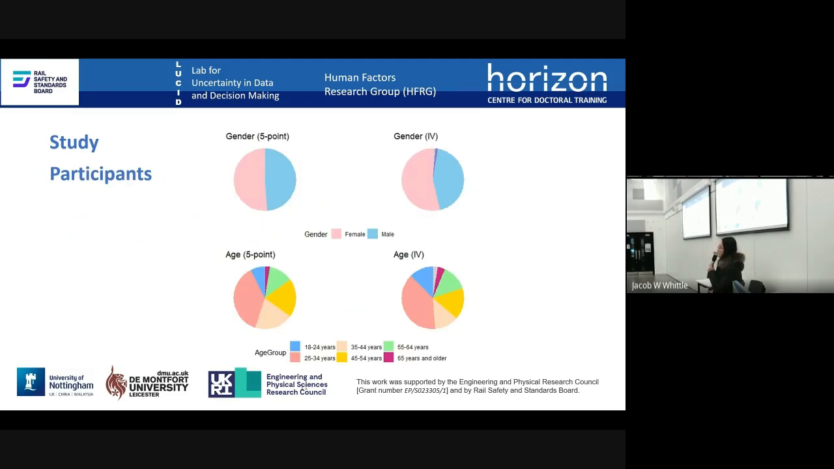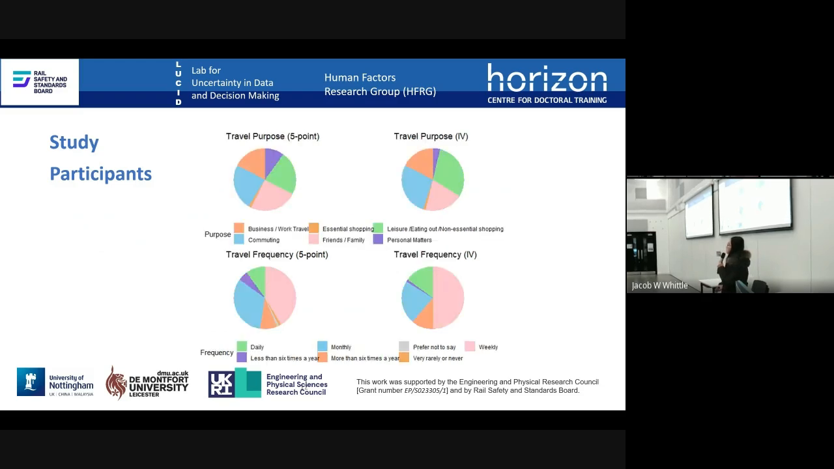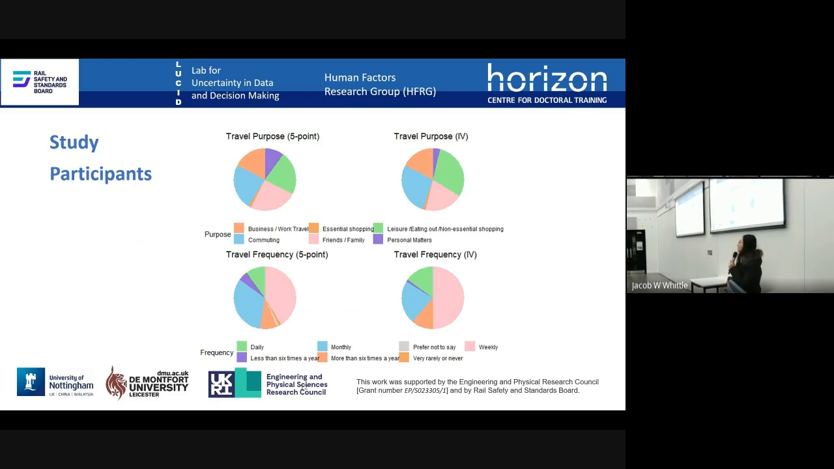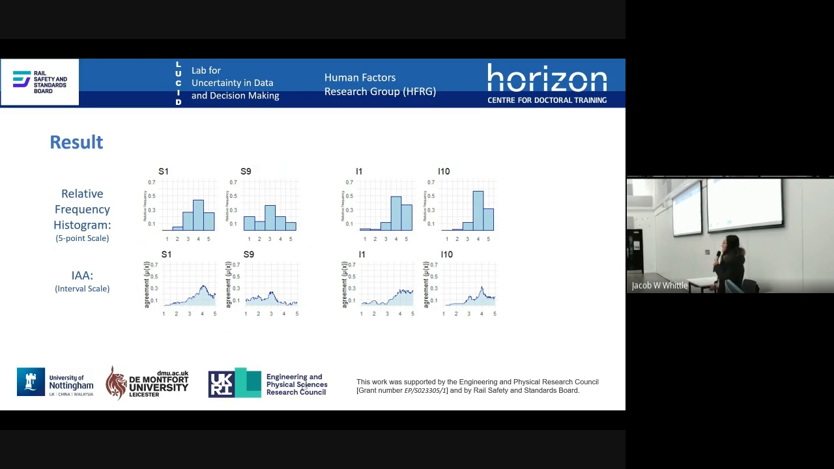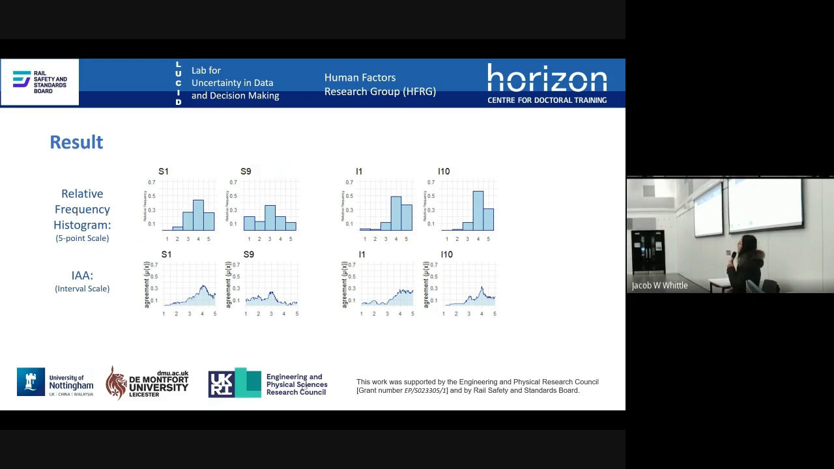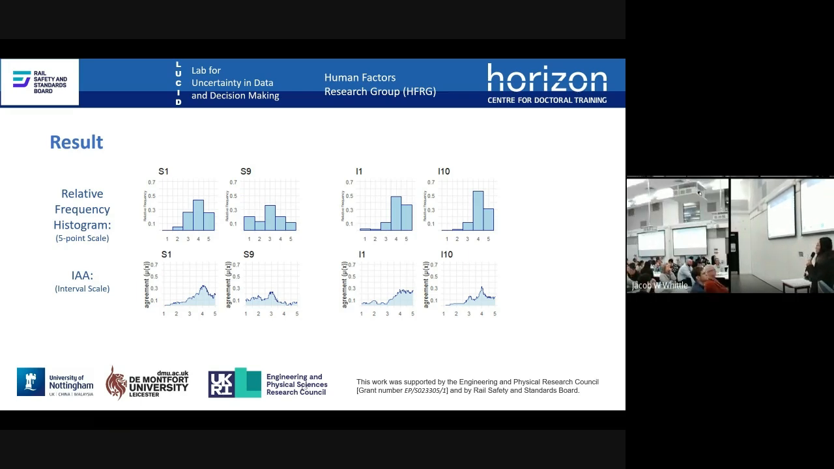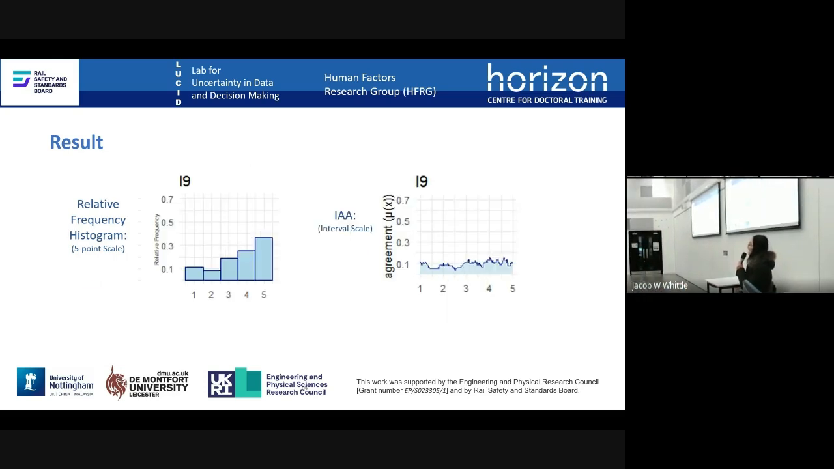We collected some demographic information to ensure that between those two groups, the demographics are more or less the same. This includes gender, age, and their travel purpose and frequency. So we can see overall they're quite comparable. Then we visualize the result. On top is the data collected from the 5-point scale, and on the bottom is the one from the interval value scale. A few attributes you can see here reflect quite a similar trend, which is helpful to show our data is validated. But it's not always the same, and there are some differences.